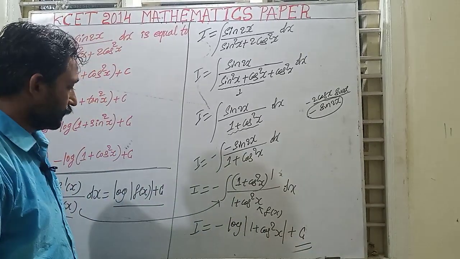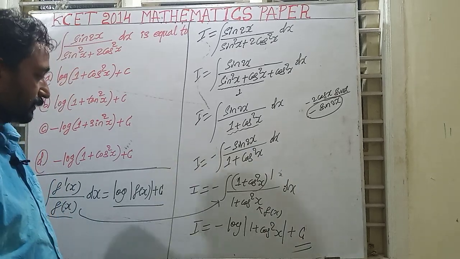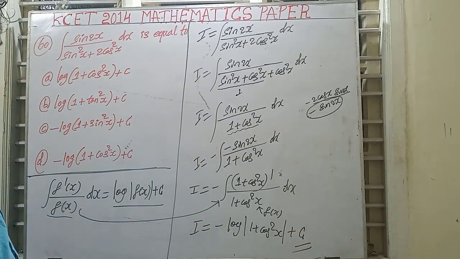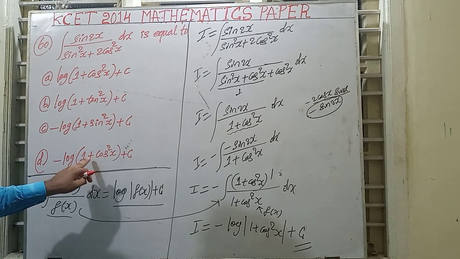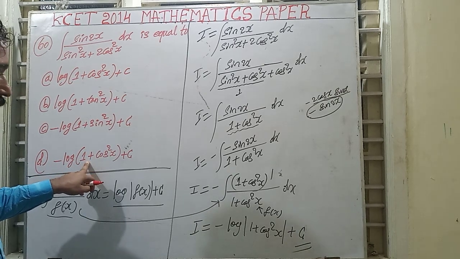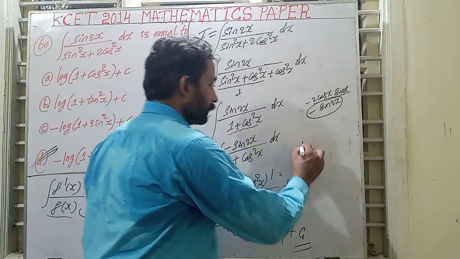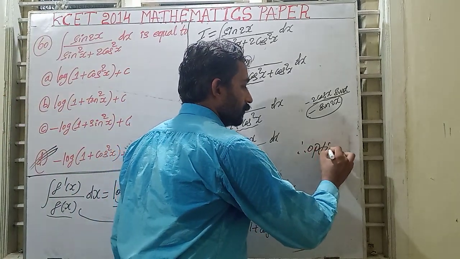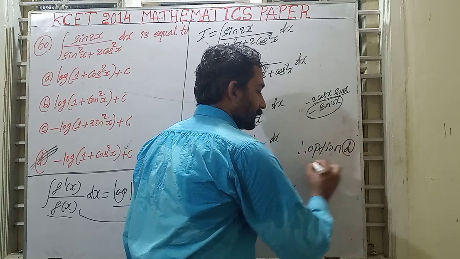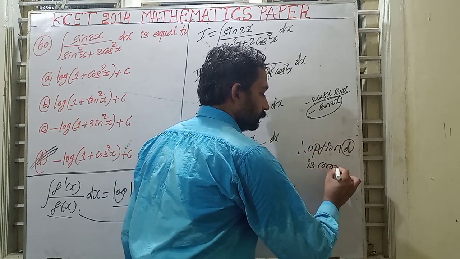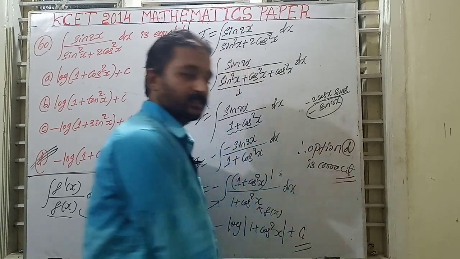Good answer. So which option is matched with this answer? I is equal to minus log of 1 plus cos square x. Okay, option D is the answer. So option D is correct. Okay, therefore option D is correct. So that's all. Take down.